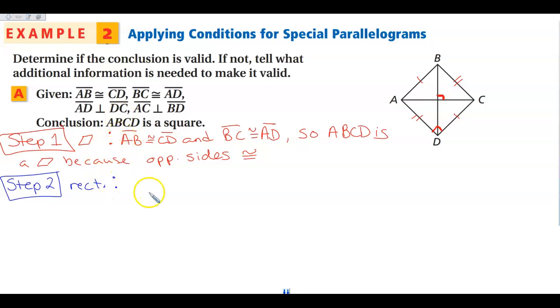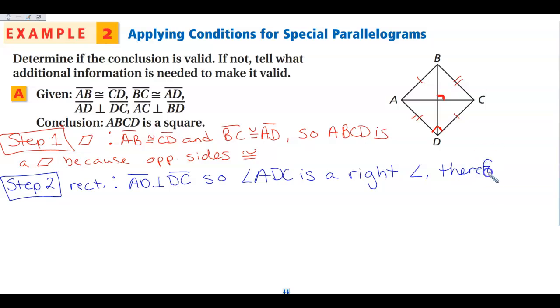Okay, so I can say AD is perpendicular to DC. So angle ADC is a right angle. Therefore, ABCD is a rectangle. Okay, that was one of our theorems right at the beginning, that if we have a parallelogram with one right angle, that's enough to know we have a rectangle.